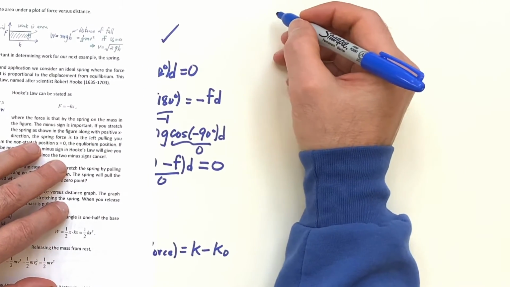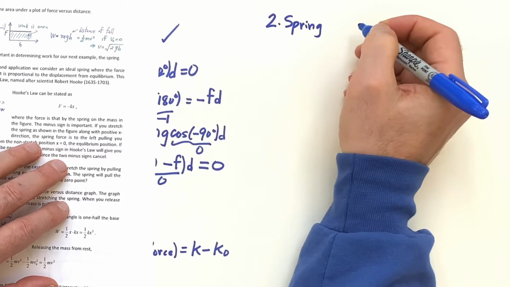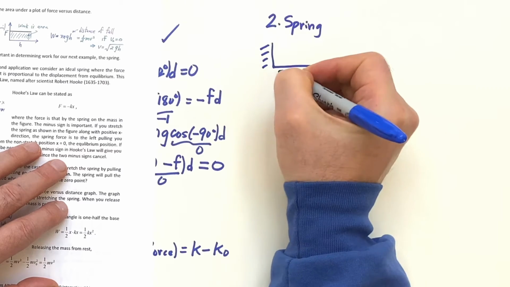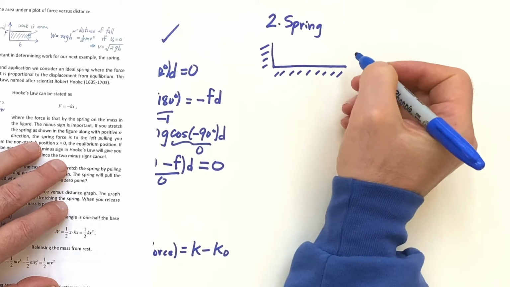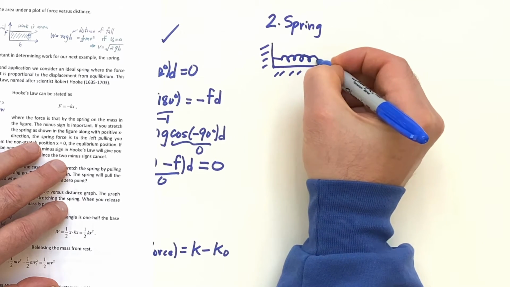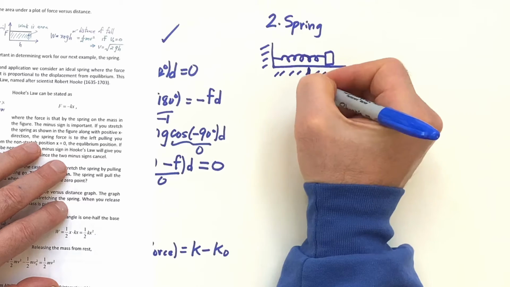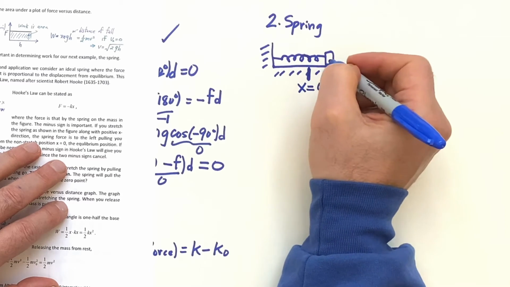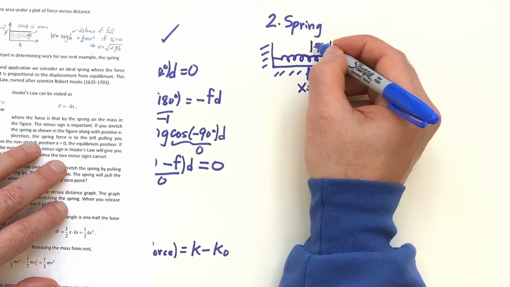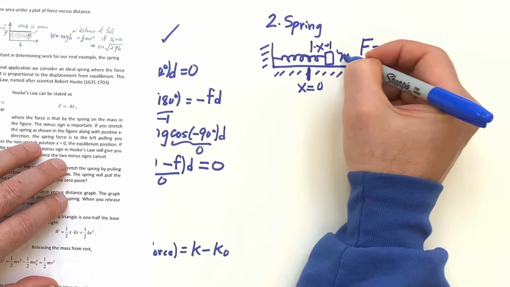Next example is the spring. Now, if you have a spring, there's a very, very nice law that's simple and is pretty good as an approximation. It's called Hooke's law. So what we're going to do here is consider a point of equilibrium where there's no stretch. And then here, we're going to stretch some mass m. The force of the spring is going to be opposite.